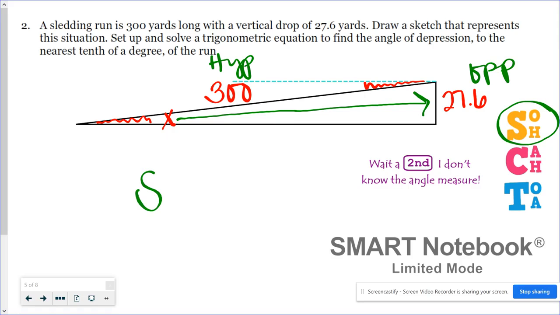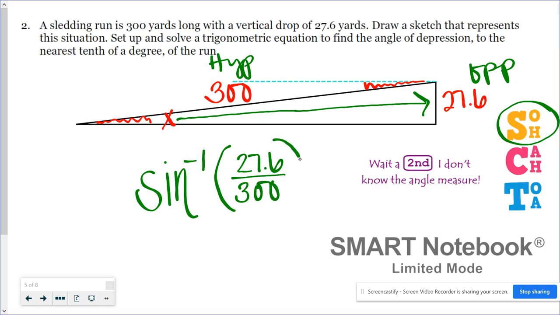Now, since I want to know the angle, I have to calculate the inverse sine of the opposite, 27.6, divided by the hypotenuse. And so I need to see that inverse sine notation on my calculator. So remember, like I often say, wait a second, I don't know the angle measure, because that's how I remind myself I need to go second sine, and then I can type in the ratio. Okay, and so my calculator tells me that it's 5.3 degrees.